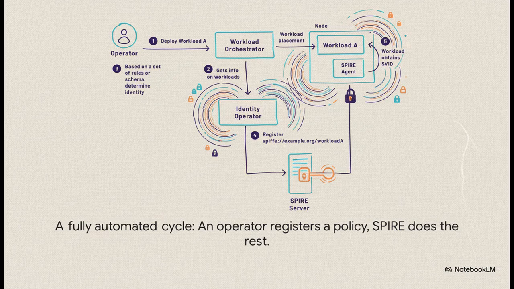And this slide just perfectly illustrates the whole beautiful automated cycle. An operator registers a policy one time. They say, hey, any workload that looks like this should get that SPIFFE ID. And that's it. From then on, it's completely hands-off. Now, for any of you who have ever dealt with the nightmare of secret sprawl or API key rotation or managing service accounts, this is a total game changer. It's like dial tone identity. It just works. No more manual secrets, no more tickets, and no more risk of some long-lived credentials sitting in a config file for years.